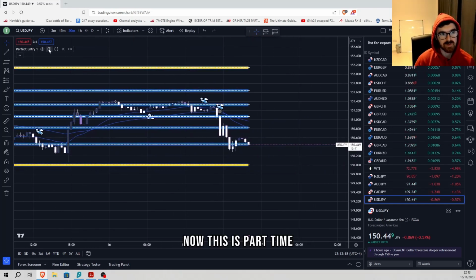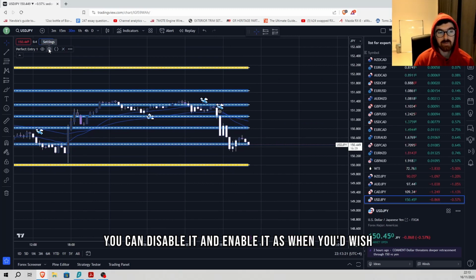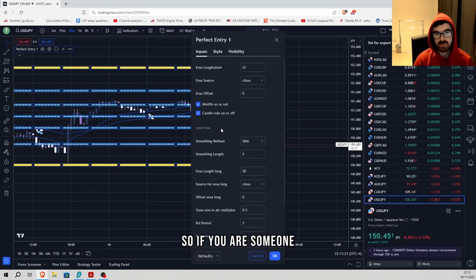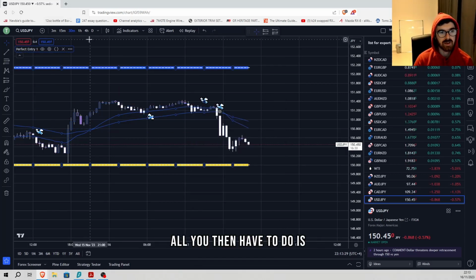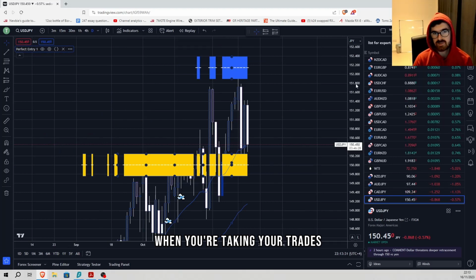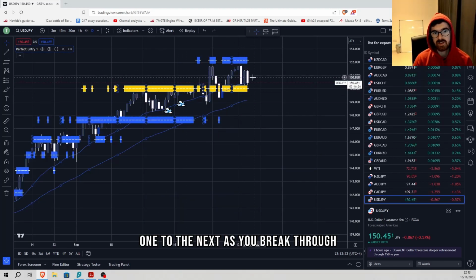Now, this is a toggle. You can disable it and enable it as you wish. So if you are someone who's trading on a higher time frame, then you don't have to worry about it. You just click this button, and lo and behold, it disappears. All you then have to do is, when you're taking your trades, you'll just work from one to the next as you break through.